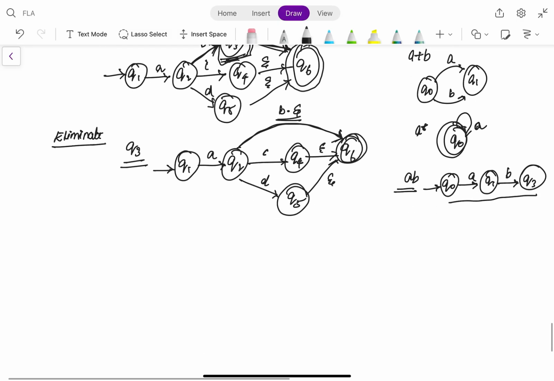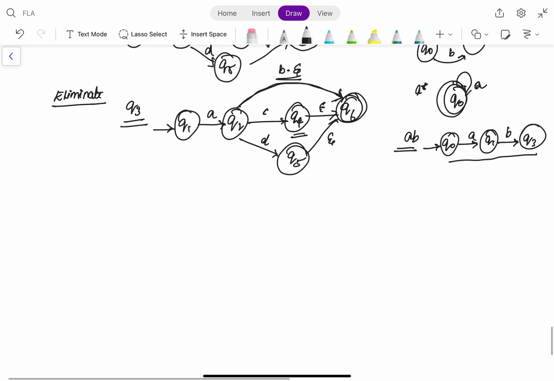Now I will try to eliminate Q4. Q4 has two edges, one incoming and one outgoing, C and epsilon. If you see, that is in the form of A dot B, right? C transition, epsilon transition. So how will you write that? Again A dot B, here C dot epsilon. So remove Q4 and give a direct connection with C dot epsilon.